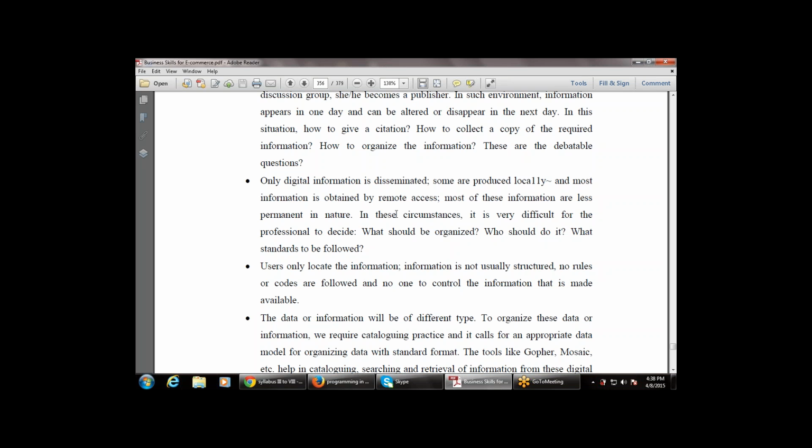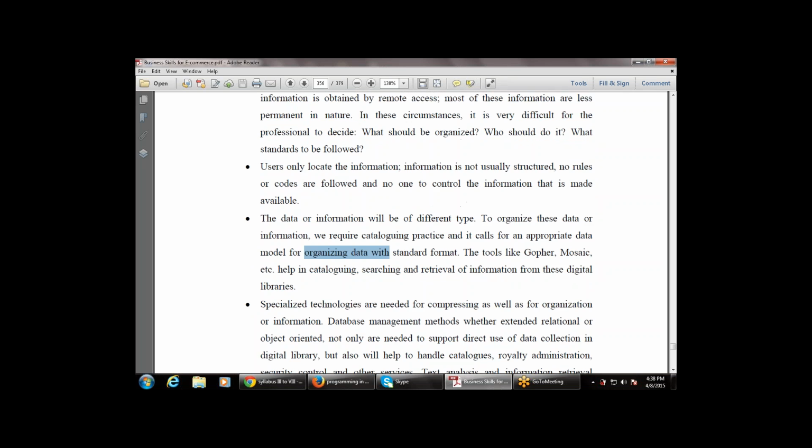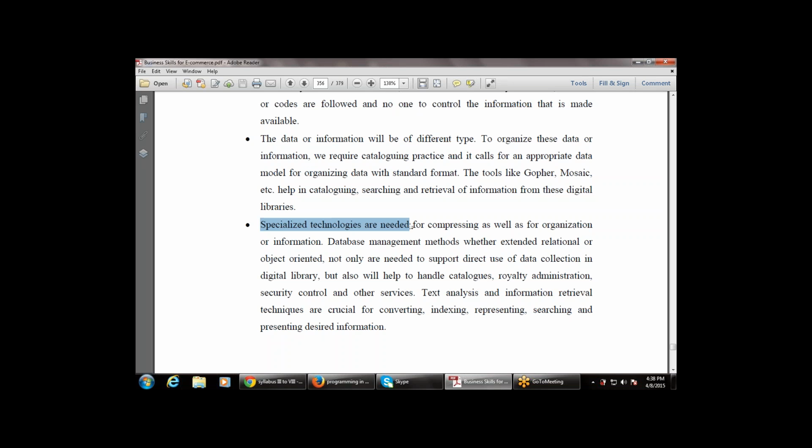Then the next point says the data or information will be of different types. That is, the data or information that is gathered will be of different types and different usage. To organize this data or information, we require cataloging practice, and it calls for an appropriate data model for organizing data in a standard format.